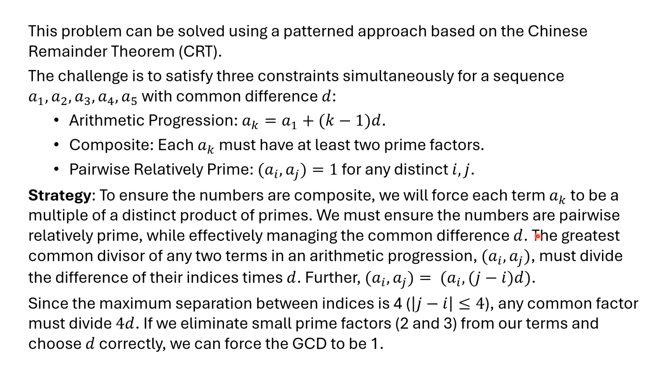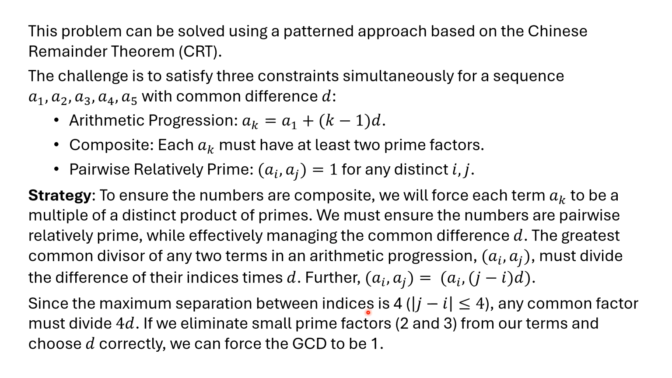And then we have two facts here. The greatest common divisor of any two terms in an arithmetic progression, so in other words, this GCD here, A sub i, A sub j, must divide the difference of their indices times d. So this GCD must divide j minus i times d. And then we have another property here. The GCD of A sub i, A sub j is equal to the GCD of A sub i with j minus i times d. I'll prove these two things on the next slide.